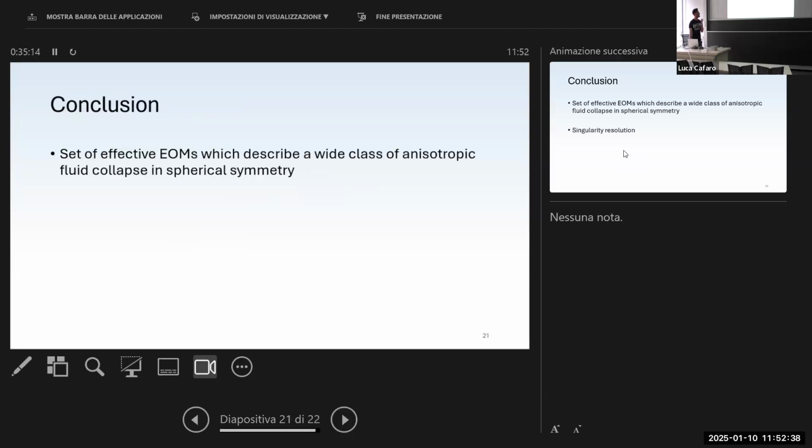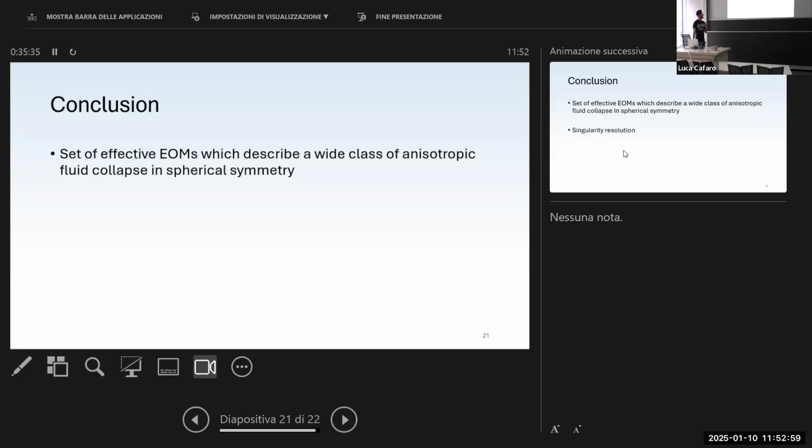So from this analysis, we got a set of effective equations of motion with this anisotropic fluid in spherical symmetry. It is quite general. So, I mean, if you like numerical simulation, you can just choose the equation of state you want, integrate it, see what happens.